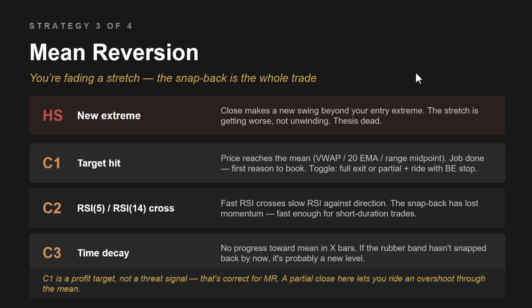So C1 can be a profit target or an action target. That's where you maybe take some off. Either is correct, depending on your particular trading approach. So theoretically, if you were using it as a profit target, you could just have two confluence factors subsequent to a partial close if that target is hit.